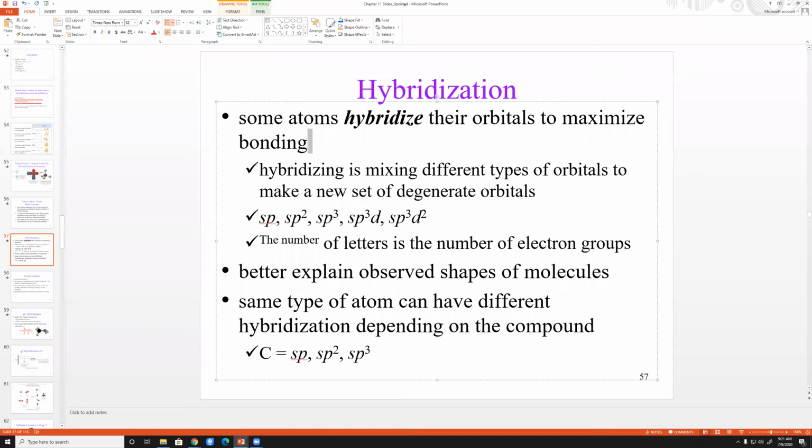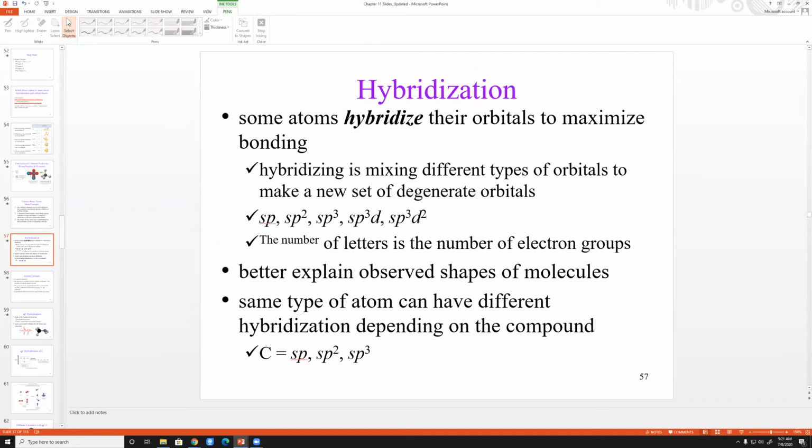So think about sp2 as s, p, p. That's 3 letters, therefore 3 electron groups. sp3, just like methane, is s, p, p, p. So that's 4 electron groups. And so forth with sp3d, and sp3d2, where you're going to have 6 electron groups.